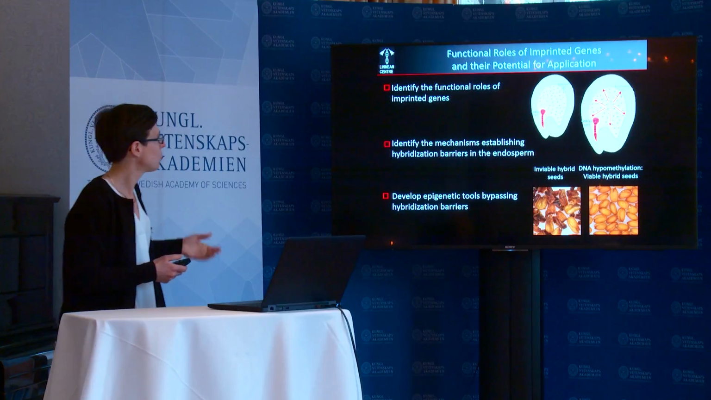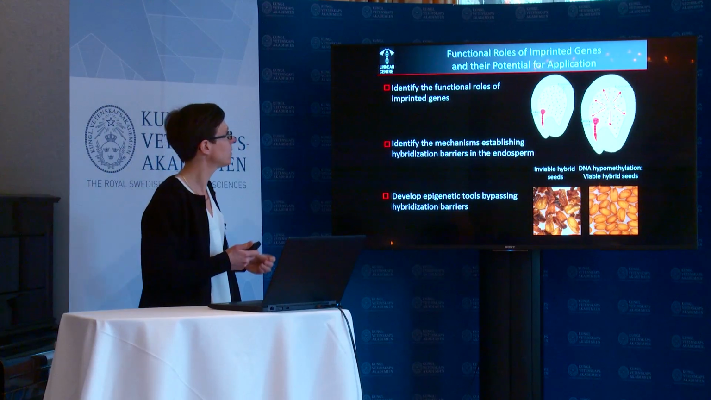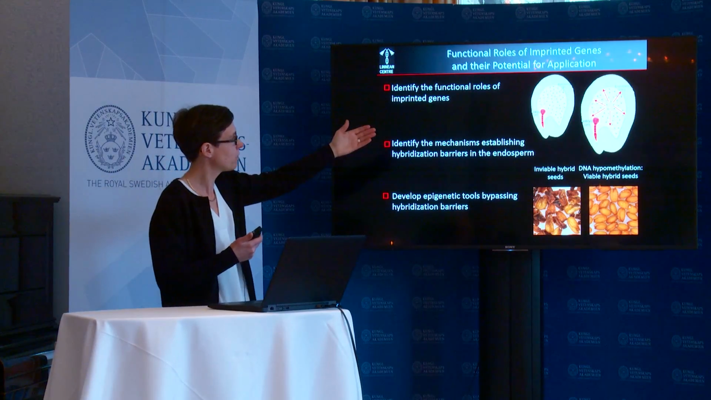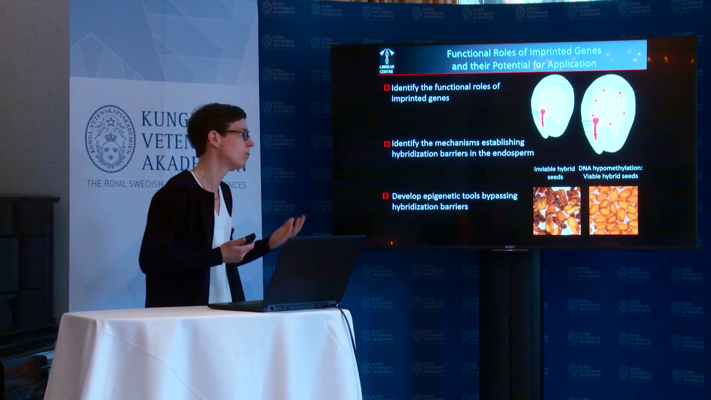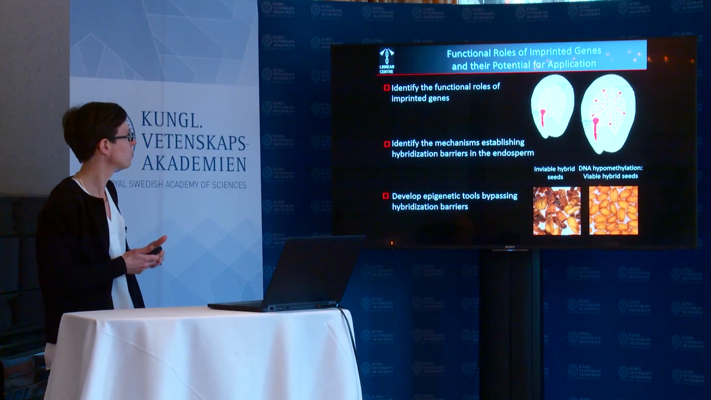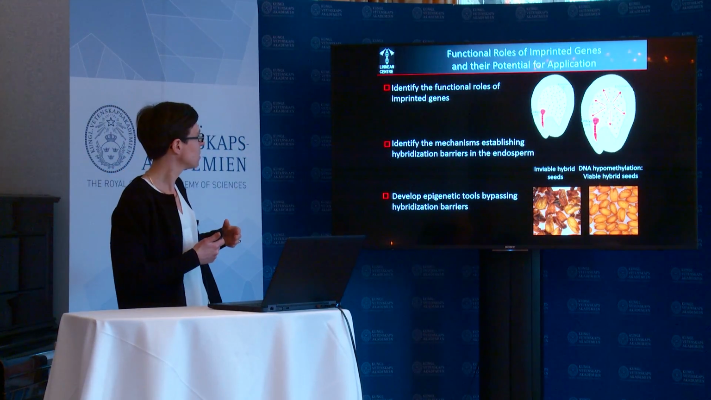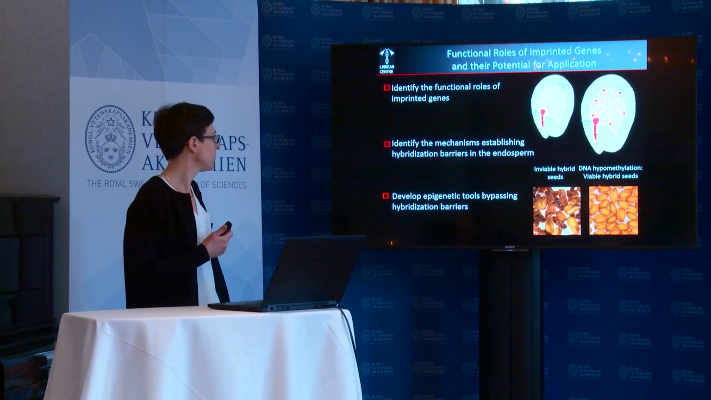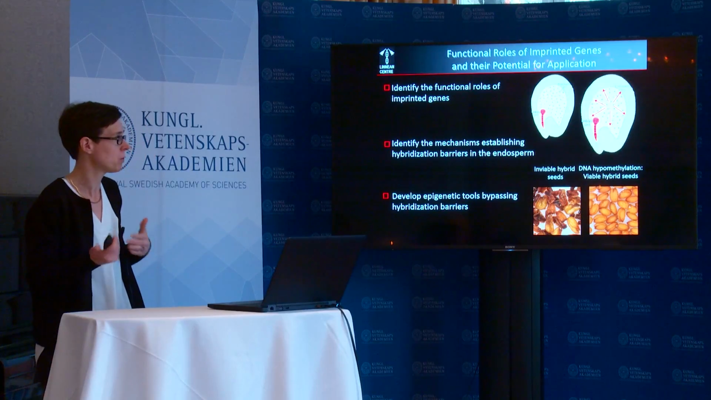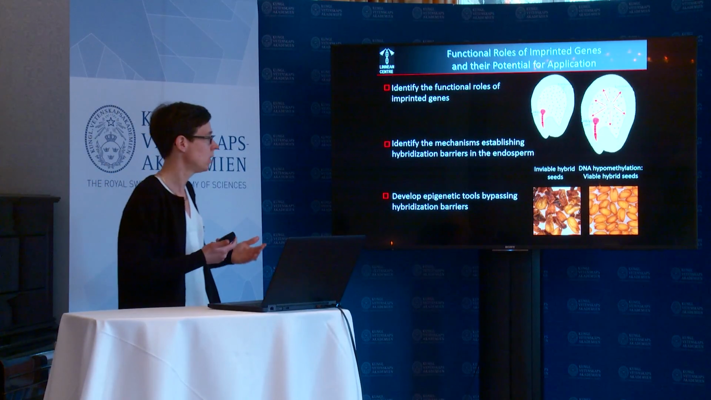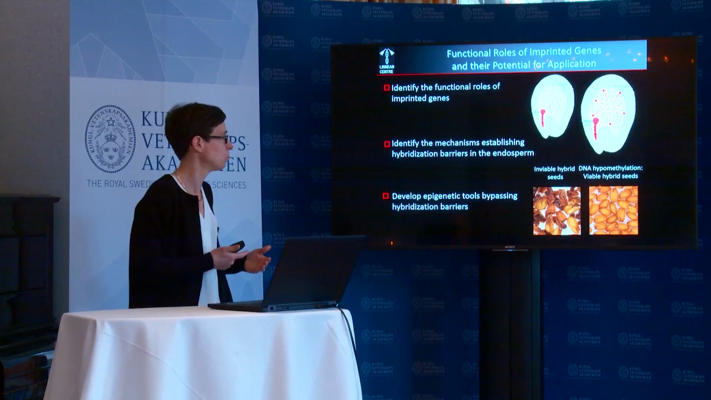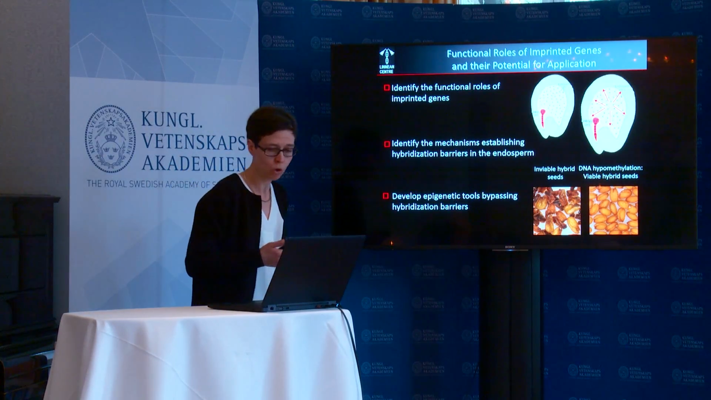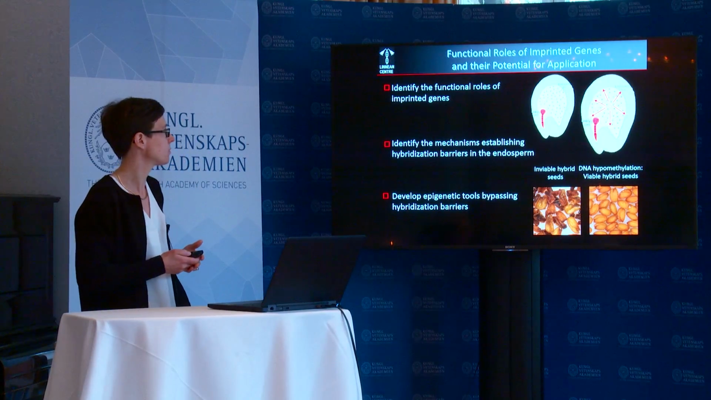And we would like to drive that further. In the future, we would like to identify the functional role of these imprinted genes. We know that they drive endosperm proliferation and with that seed size, so of course this is of applicative potential. We would like to understand the mechanisms underlying these barriers in the endosperm, and we would also like to develop epigenetic tools bypassing hybridization barriers, easing crosses between different species, which for plant breeding, of course, is of value and importance. And we have already nice tools, so when we remove DNA methylation, we can completely bypass hybridization barriers.